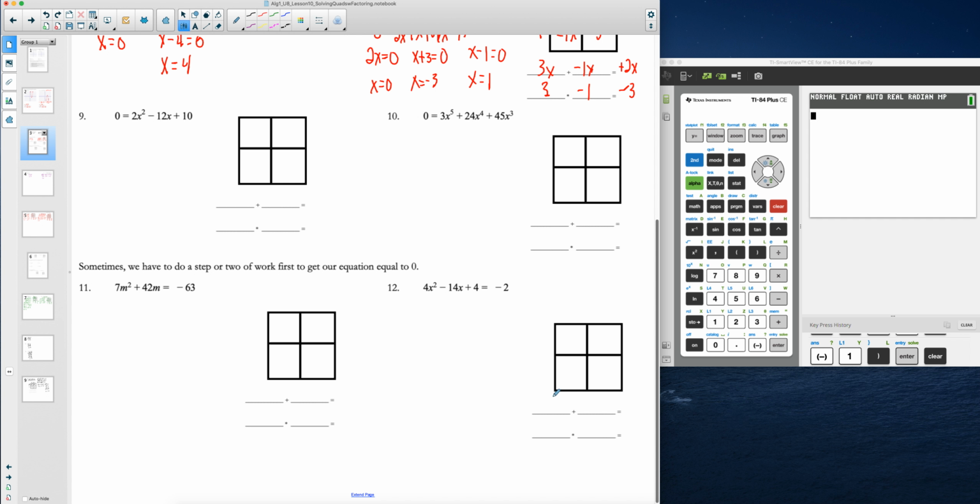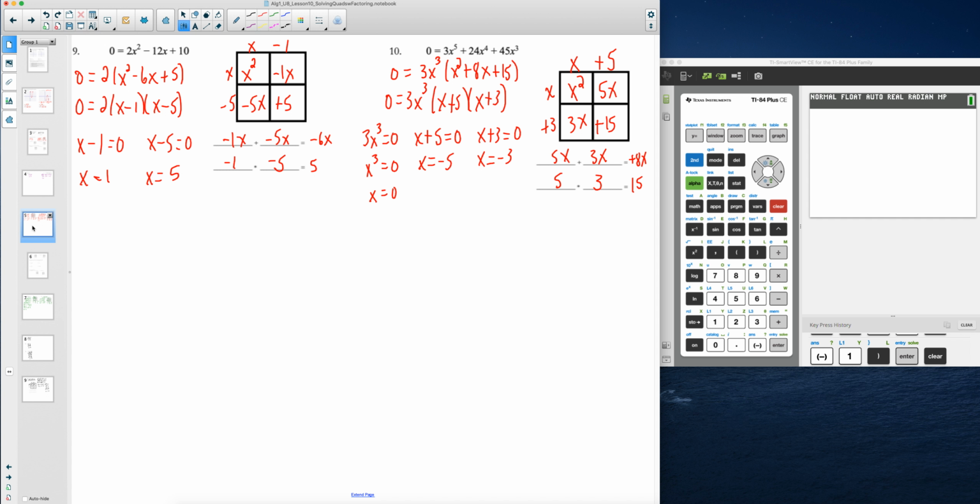All right, so let's see how you did. Now, once again, I've done the work for 9 and 10 separately, so let me flip over to 9 and 10. All right, and you can kind of see the work. Now, both problems have a GCF that you should start by taking out. So on problem 9, our GCF is a 2, so I took my 2 out. That left me x squared minus 6x plus 5.